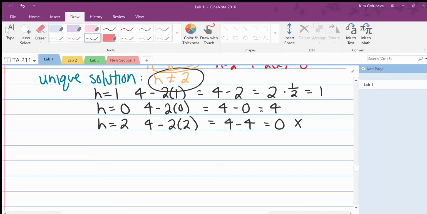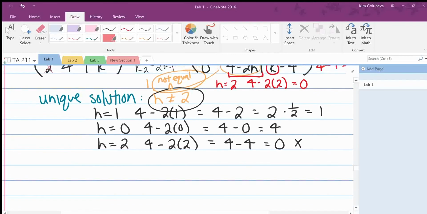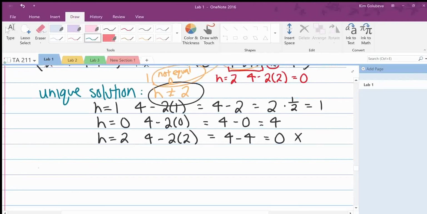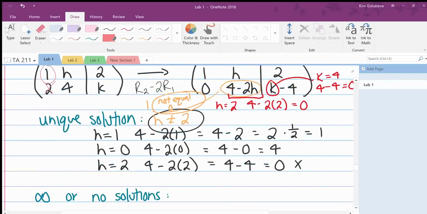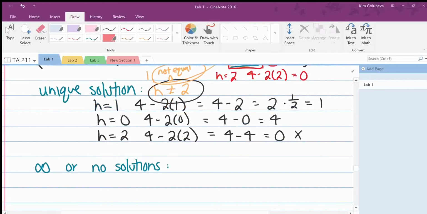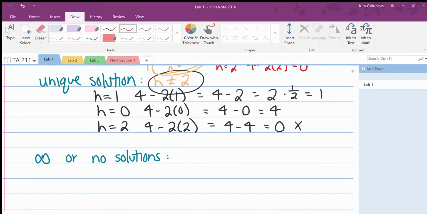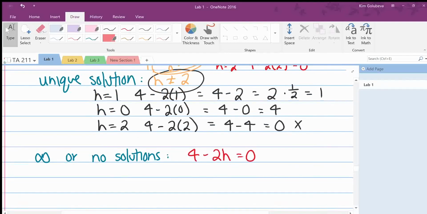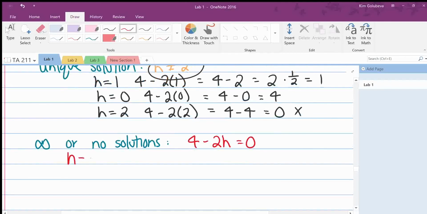Since we've considered h, we know that to have either infinitely many solutions or no solutions, we need a row of zeros, right? So we actually need this 4 minus 2h term to be 0. So we need 4 minus 2h to equal 0, and that means that h has to equal 2, right?